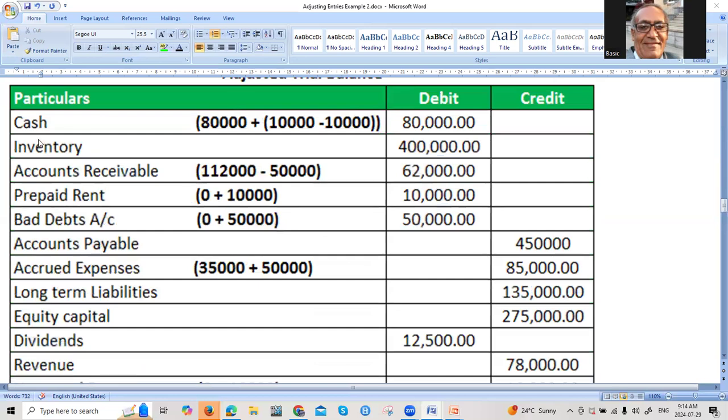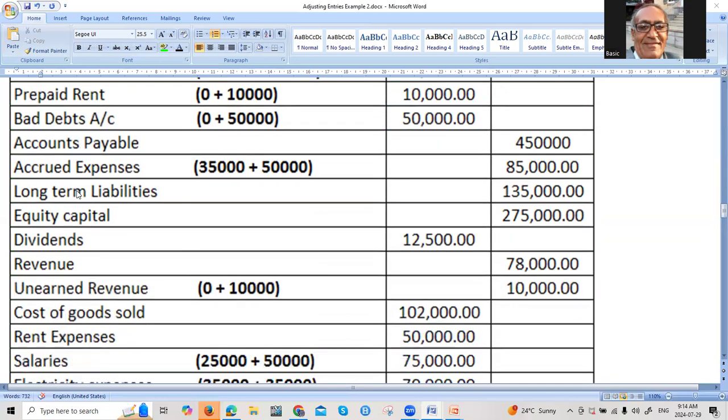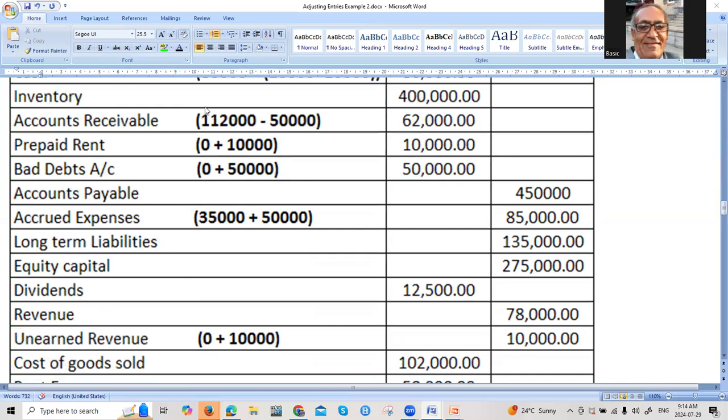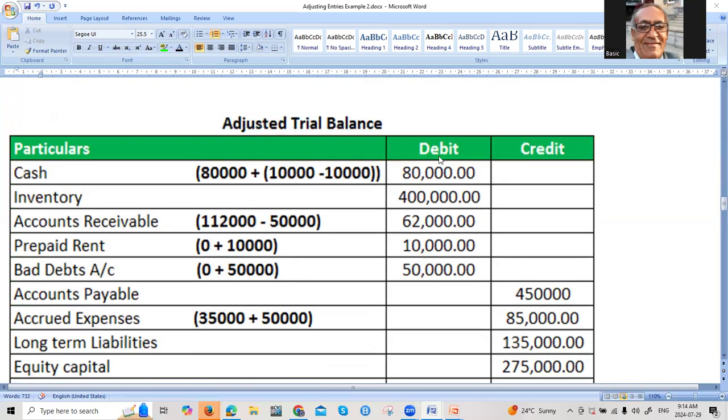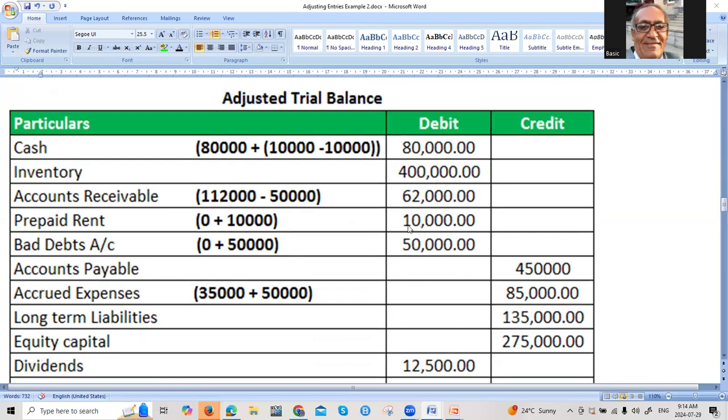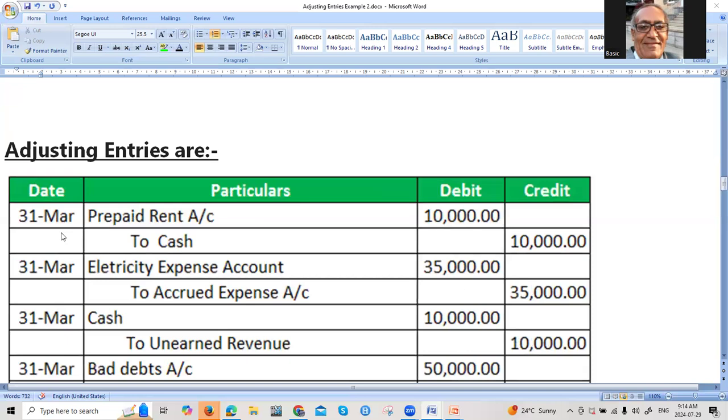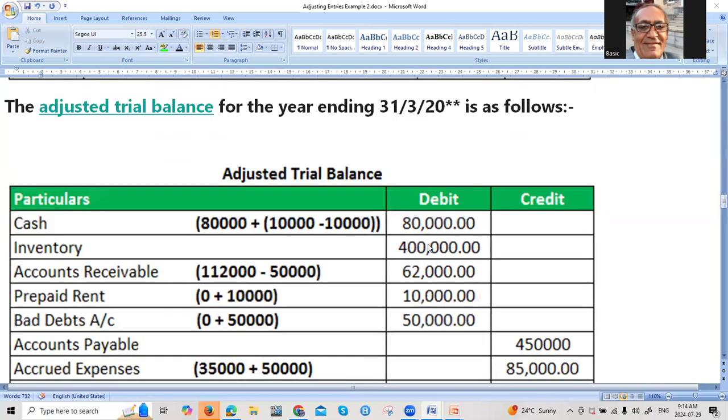Of course, the prepaid rent is always debit. So I will put it here because it's debited, it's not credit. So I put it on the debit side. And you can see it also from here, from prepaid rent. So it is debit here, so it will be debit in the trial balance as well. It will be debit in the adjusted trial balance. Good. That's nice.